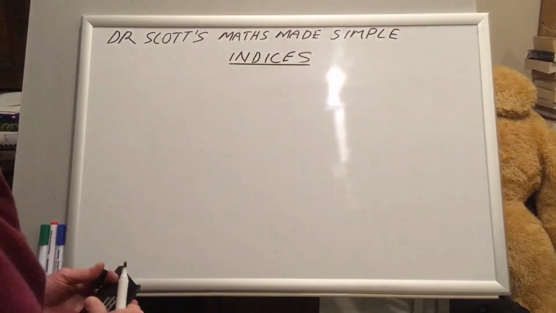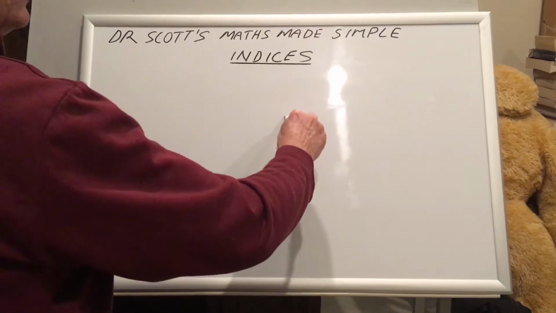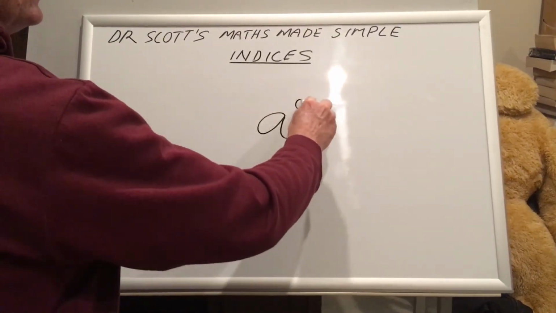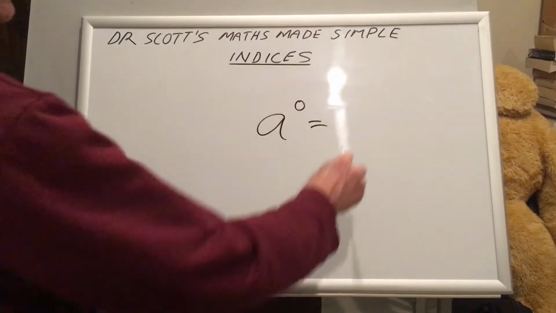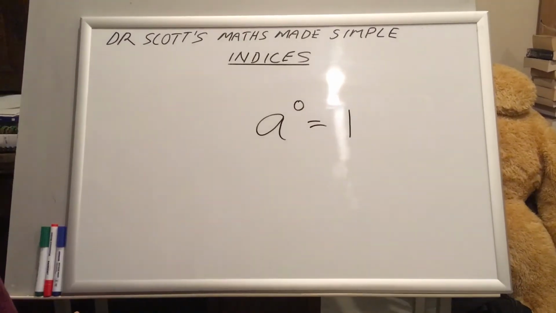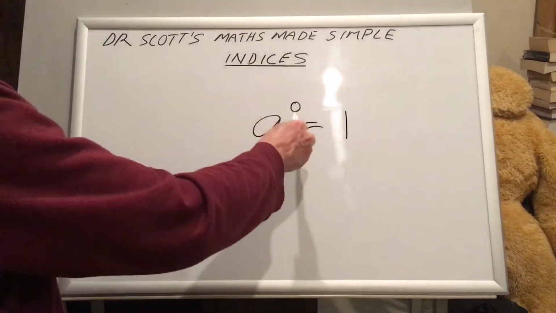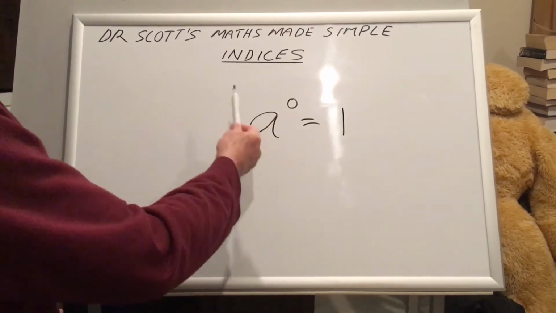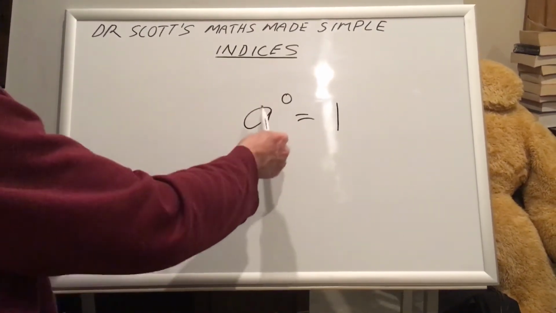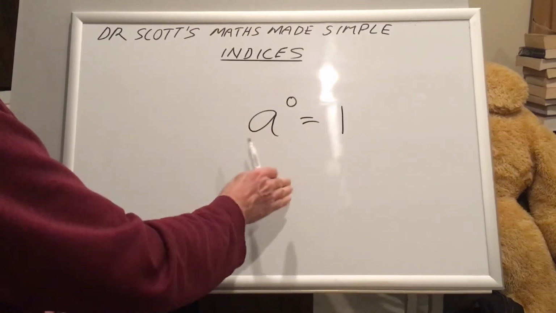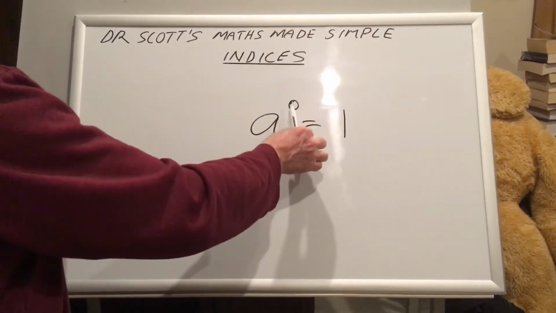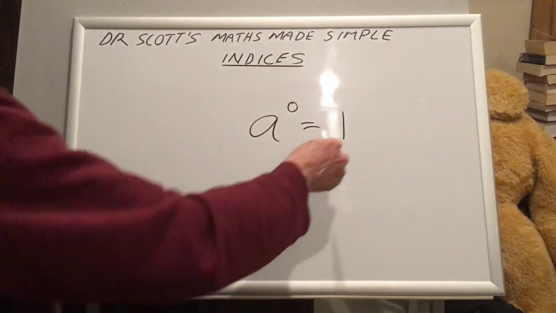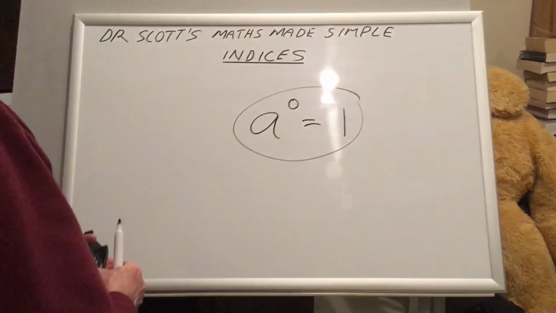I want to remind you of one more thing. A to the 0 equals 1. Any number to the 0 power equals 1, except for 0 itself. So A cannot be 0. Any number except 0, to the 0 power equals 1. Just an important thing to remember.